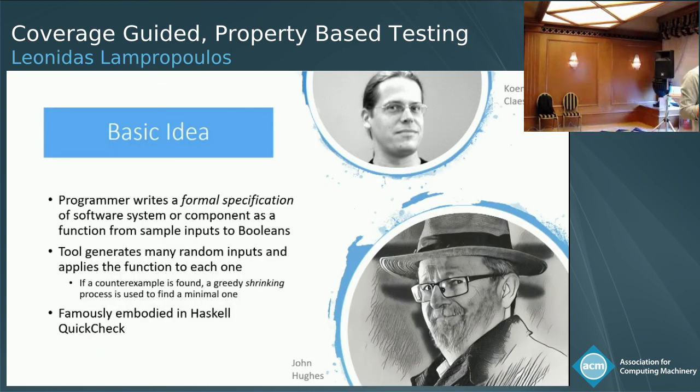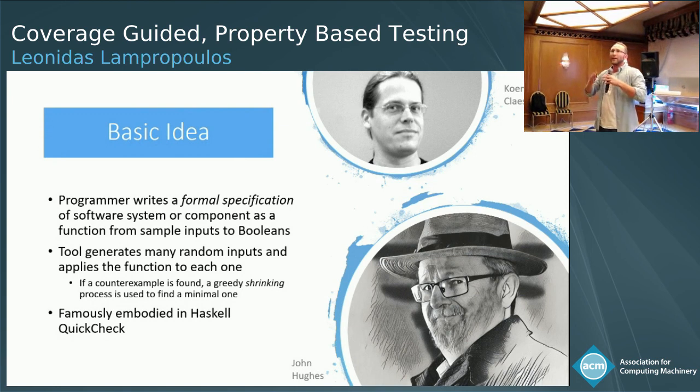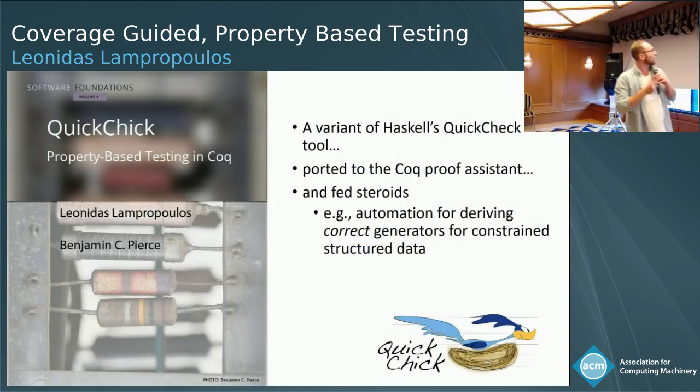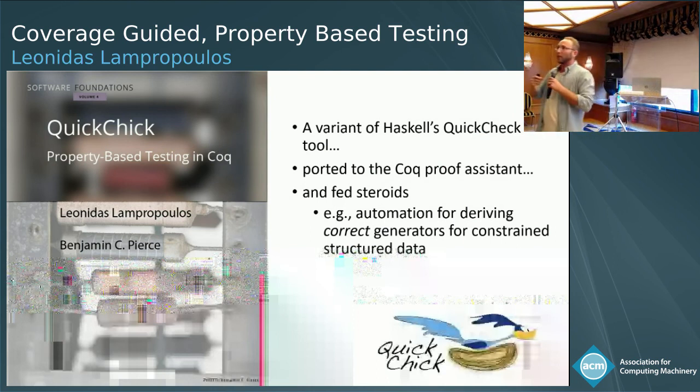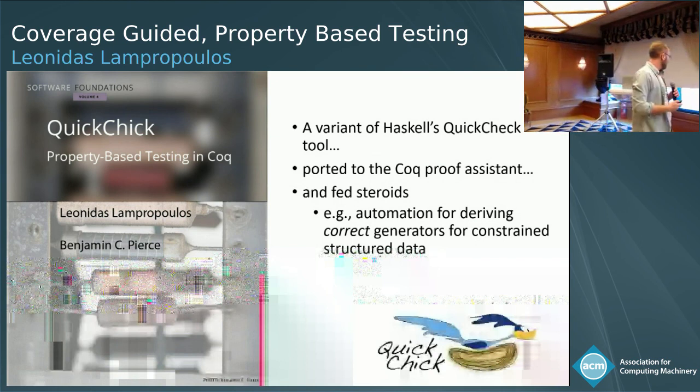Property-based testing, as popularized by Haskell's QuickCheck, requires the users to write a formal specification. They have to write a set of properties that characterize the behavior of a system. In my talk, my examples are not going to be in Haskell, they're going to be in Coq, and I'm going to be using QuickChick, which is a property-based testing tool for Coq. It started out as a port of Haskell's QuickCheck, but I've been feeding it steroids ever since.